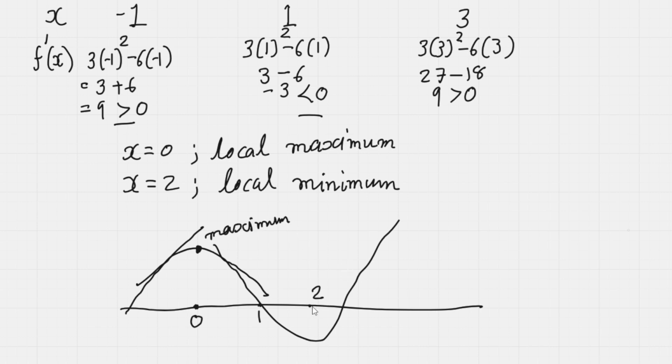Same way, let us see at the point 2. Okay, at this point on the left side the slope of the tangent line will be negative. The tangent line will be like this, so slope is negative. And on the right side our tangent line will be like this, so slope is positive. So when the slope, means derivative sign, changes from negative to positive, we will have a local minimum at this point.